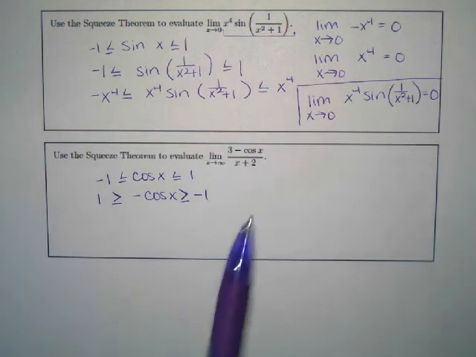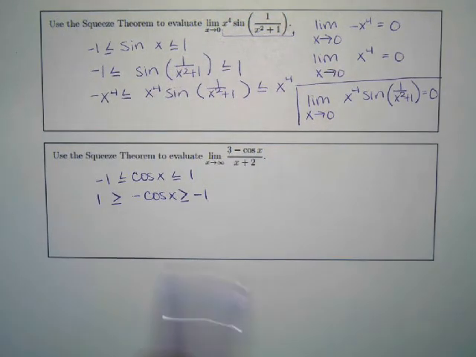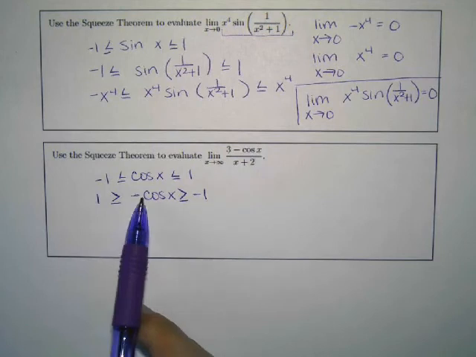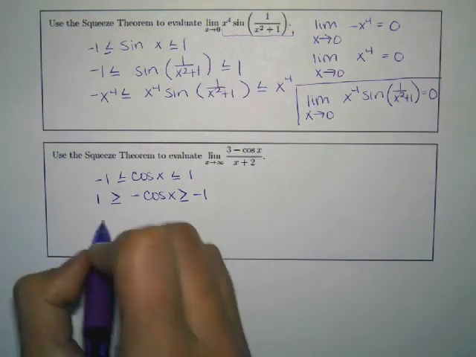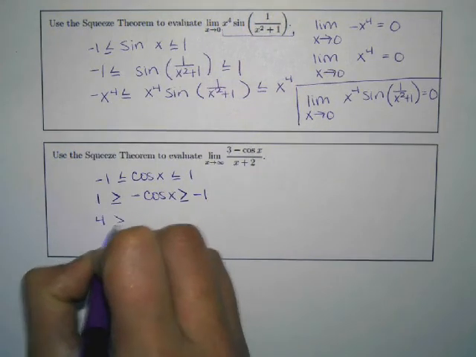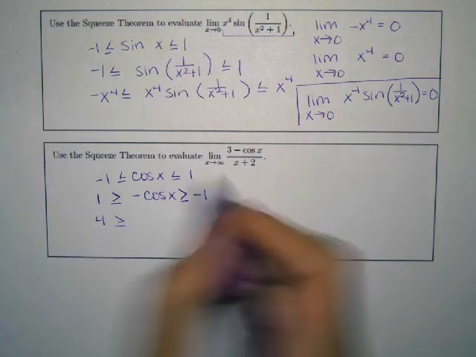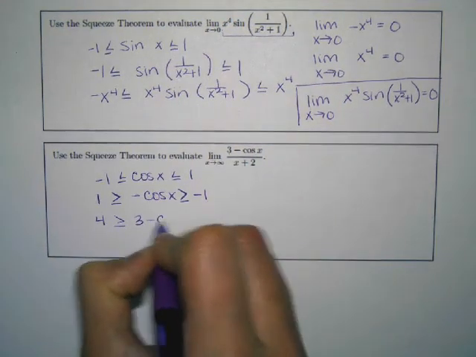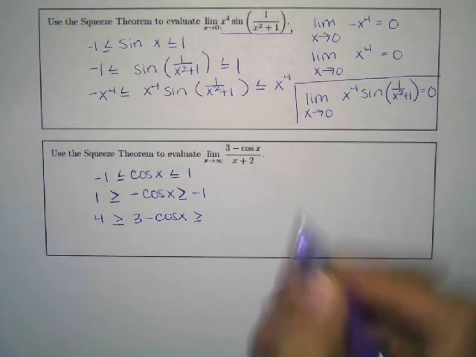All right, so again, I'm getting closer and closer to my middle function actually equaling this. To do that, I need to have a 3 that goes with that negative cos x. So I'm going to add 3 here, add 3 here, add 3 here. If I do 1 plus 3, that gives me 4. If I have negative cos x and I add 3 to it, I'll put it in the front so it looks the same. It would look like that. And negative 1, if you add 3 to that, you get 2.